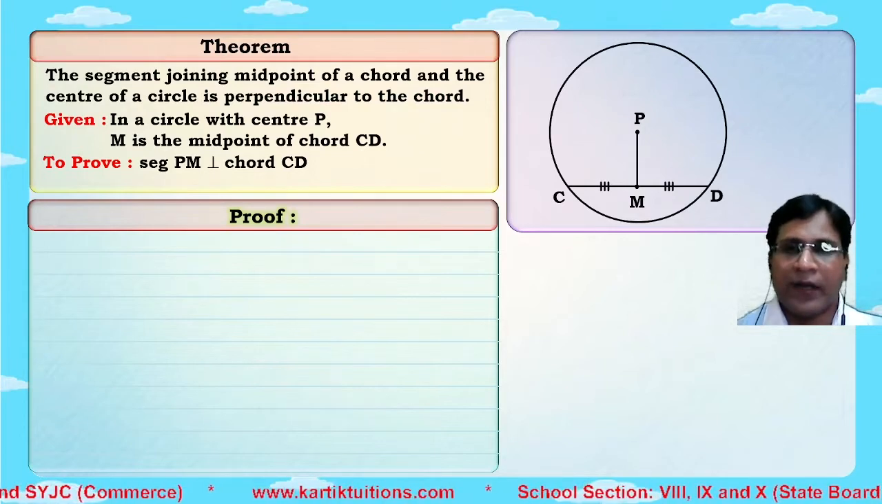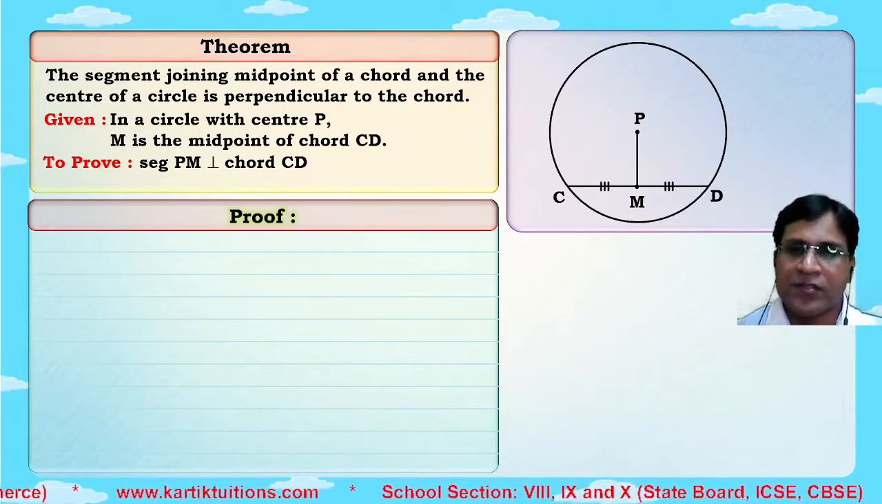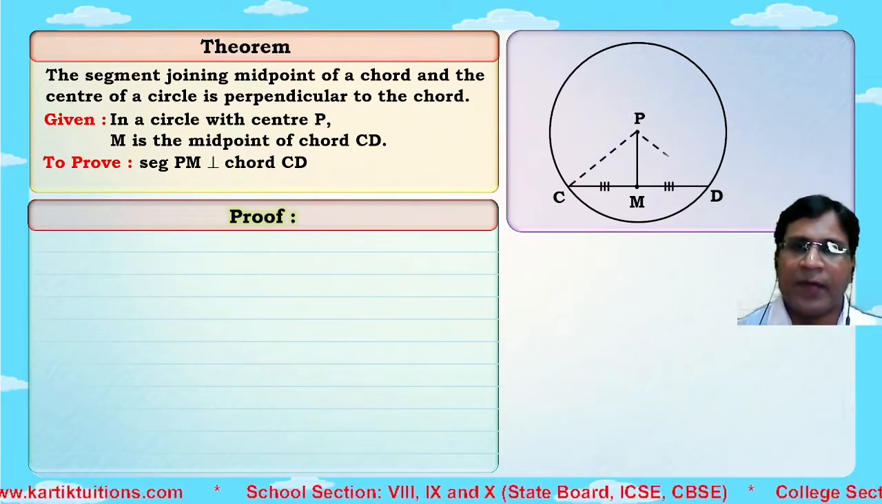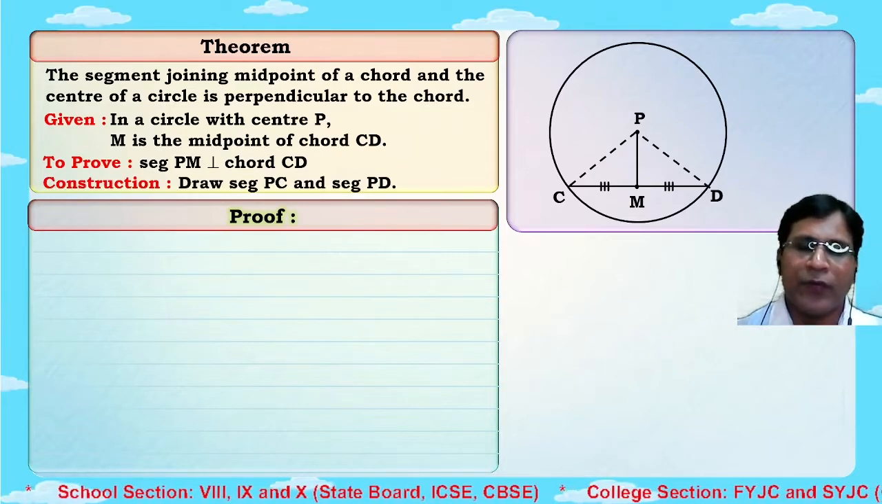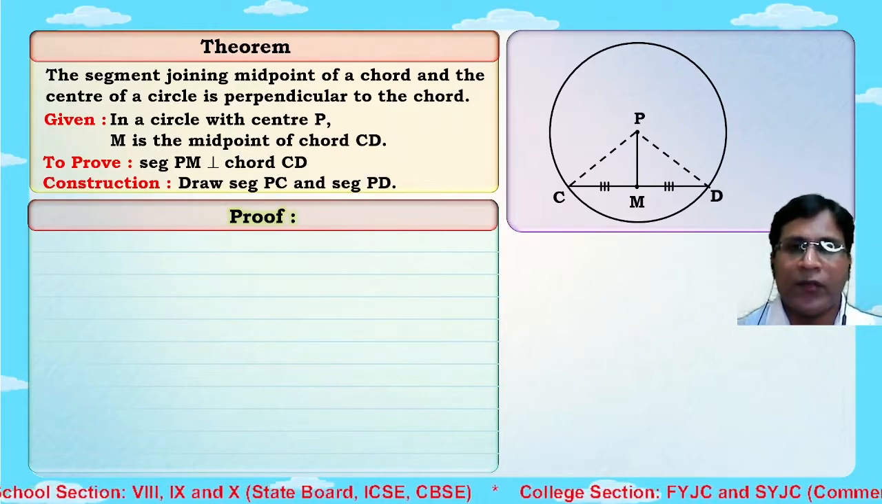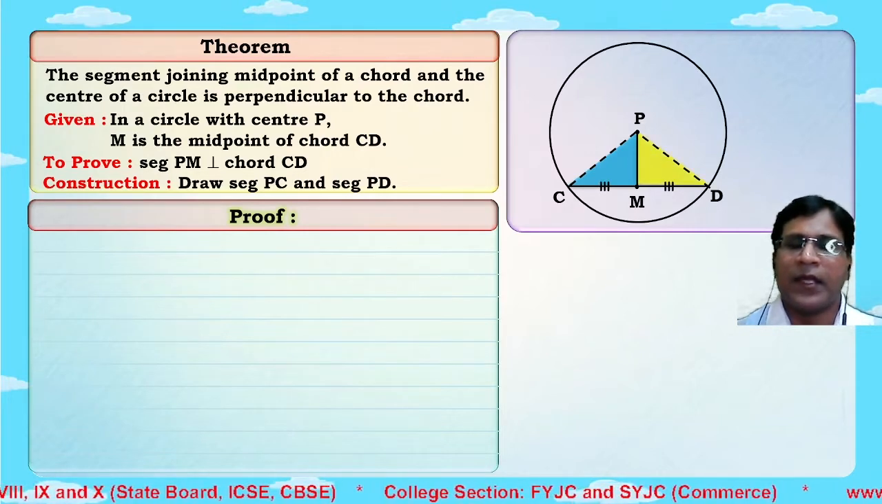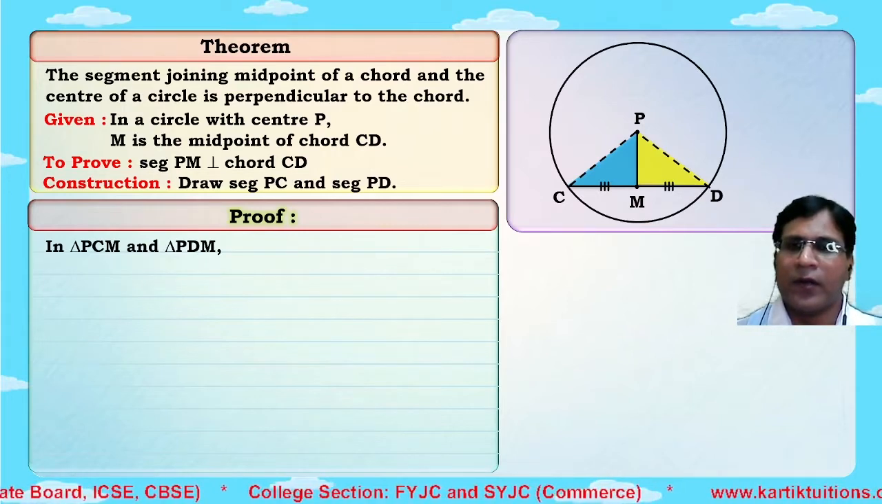Now to prove that, first we need the help of triangles. So again there is a small construction. I will draw the construction as PC and PD. So we are going to join PC and PD. Now after this, if you observe, we get two triangles. Which are the two triangles you get? You get triangle PMC and triangle PMD. Now just think, can we prove these two triangles congruent?